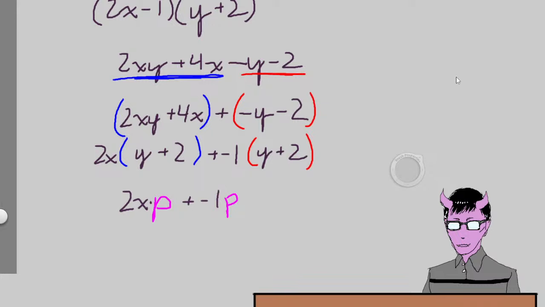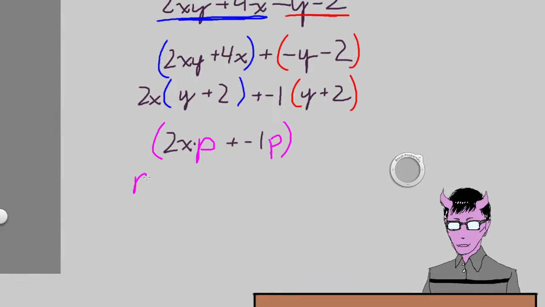So now you can do another factorization. You could slap on the parentheticals once more. And since this is term number 1, which has a times p, and this is term number 2, which has a times p, you can factor out the p outside of these new set of parentheticals, thus yielding p times parenthetical 2x plus negative 1. Now just change to minus 1.